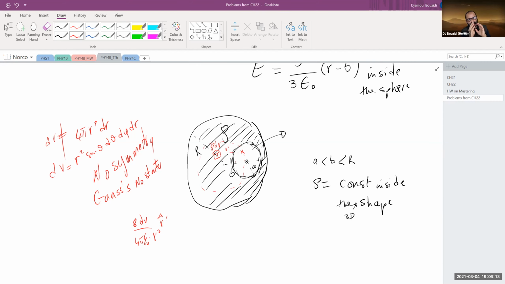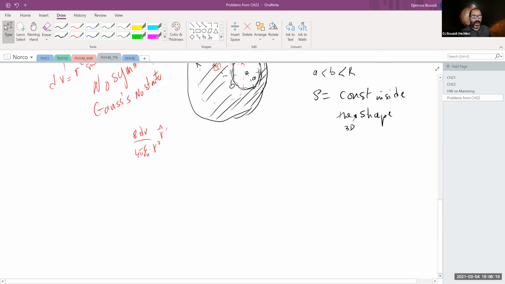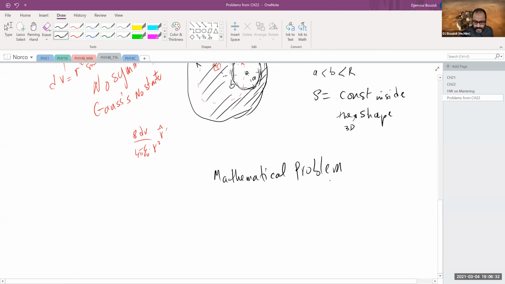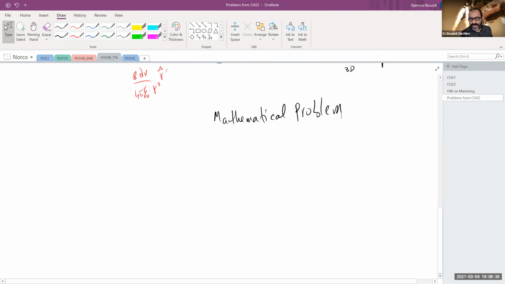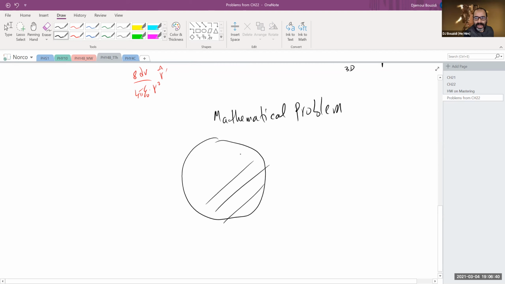So instead of actually doing this extremely hard problem, this is what we're going to do. We're going to do a hypothetical problem, not this problem at all. We're going to do another problem. So a mathematical problem. So this is what the problem is. I'm going to take my entire sphere and smear it with rho. So there is no hole anymore. Obviously, I filled the place where the hole was with rho.